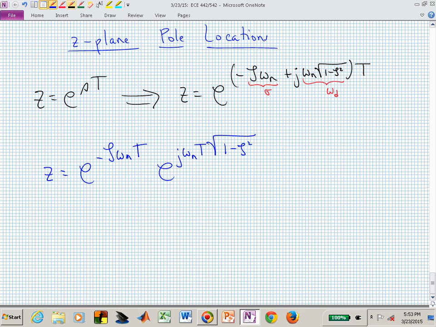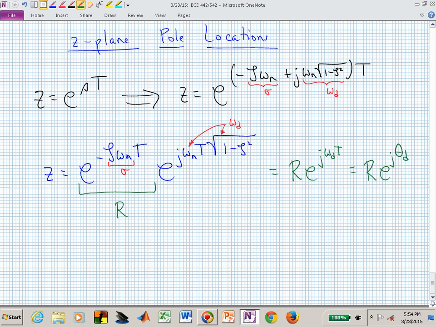And this, remember, that's sigma, and this omega sub n together with this radical is omega sub d. So that's e to the j omega sub d T, and the other part is e to the minus sigma T. We can now say that this is really just a real number, that's r, and consequently this is now r e to the j omega sub d T, but we've actually referred to omega sub d capital T as our theta sub d.